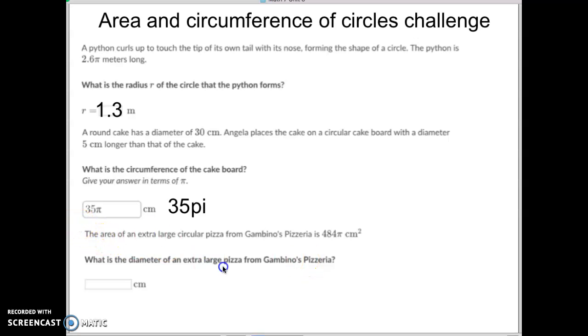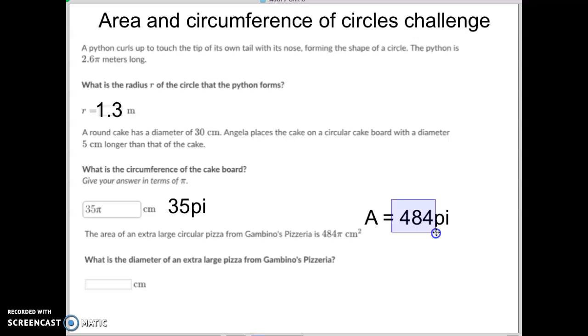The area of an extra large circular pizza from Gambio's Pizzeria is 484 pi square centimeters. Remember that the formula for the area of a circle is radius squared times pi, or pi r squared. So that means the area is 484 times pi. We need to figure out what the diameter is, but before we can, we first need to figure out the radius. If 484 is our radius squared, some number times itself equals 484.